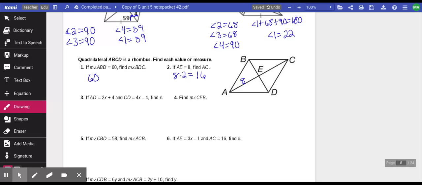Then I know AD equals 2x plus 4 and CD equals 4x minus 4. Well, it's a rhombus, so AD and CD are equal because all sides in a rhombus are equal. So 2x plus 4 equals 4x minus 4. I subtract 2x, so 4 equals 2x minus 4. 8 equals 2x. So x equals 4. CEB, that's in the middle here, so that's 90 degrees because the diagonals in a rhombus are perpendicular to each other.